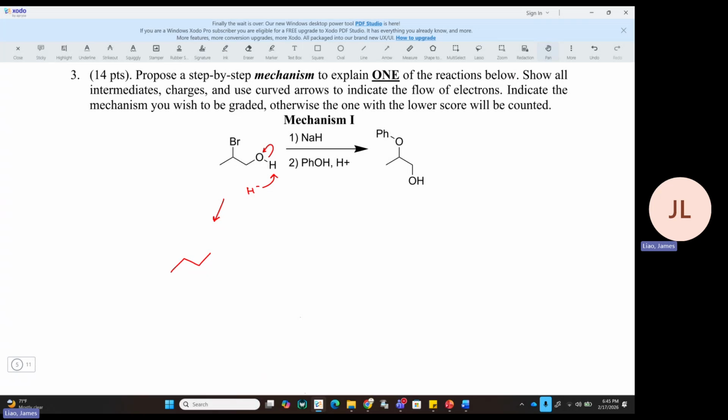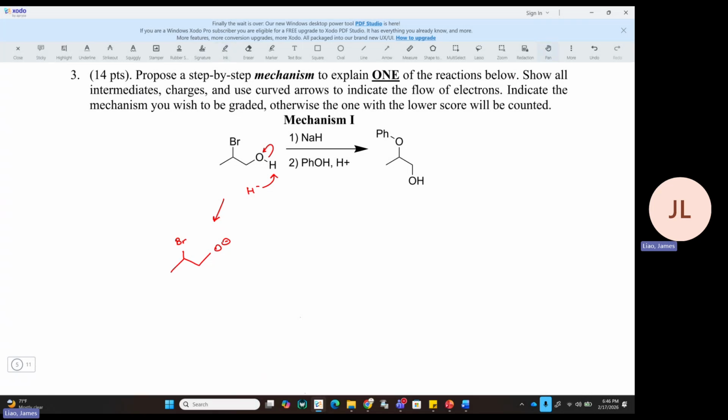Sodium metal on its own, yes, it will grab the hydrogen proton to give a hydride ion and an O minus. But since we have hydride ion, that's much more reactive than the sodium metal. Okay, so it's going to form this.